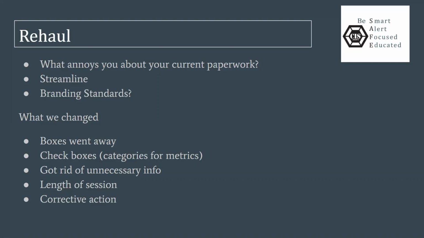So what we changed, we got rid of so many boxes. It was wonderful. It made it so much easier. But we brought back check boxes. We used to have check boxes in, like, 2016, 2017. We got rid of them for some reason with the next safety captain. We brought them back, and we use those check boxes as categories for our metrics. So those are key things, like, okay, our hands get hurt the most, our fingers or whatever. We can easily categorize this as that.